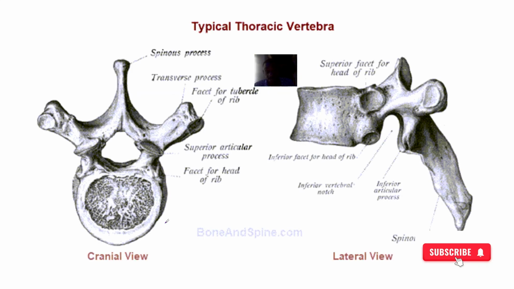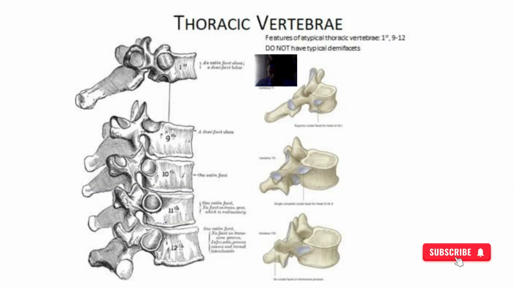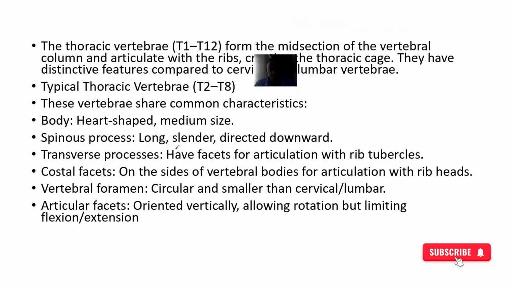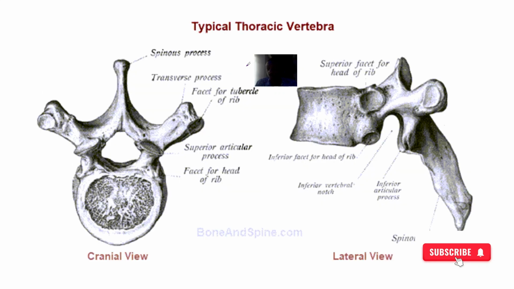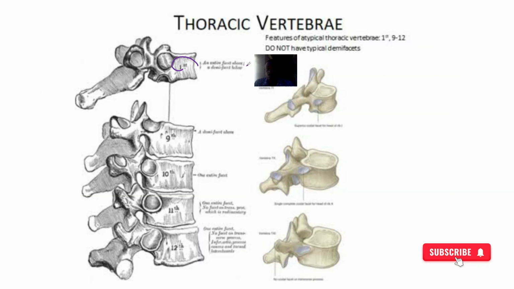So this is how a typical thoracic vertebra would look, and this one are just general atypical ones. The atypical ones are number 1, then you jump to number 9, 10, 11, 12. We get to talk about the features that make them atypical and the features that make the other ones typical. So the thoracic vertebrae are from number 1 to 12. There are about 12 of them, you know.